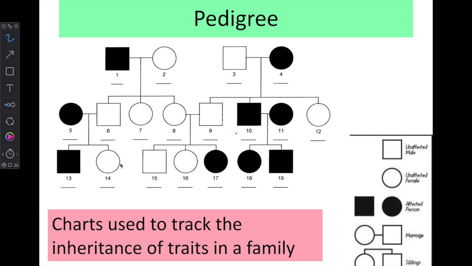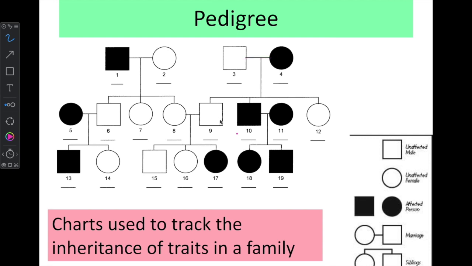First of all, the squares are male individuals, and the circles are female individuals. So 1 would be male, 2 would be female. You can see that over the side in the key. Marriages are one line that connects two people. So from 1 to 2, those are married. 3 and 4 are married.